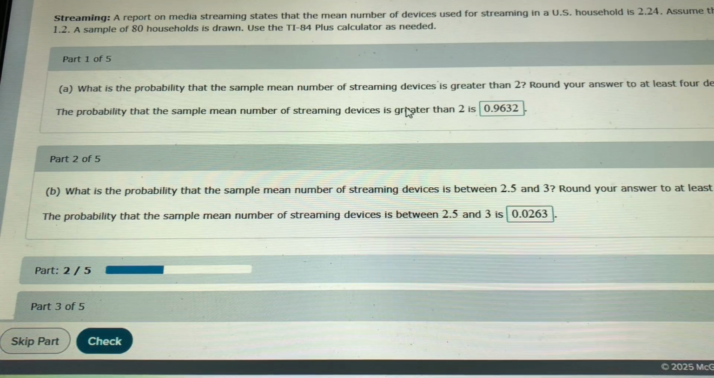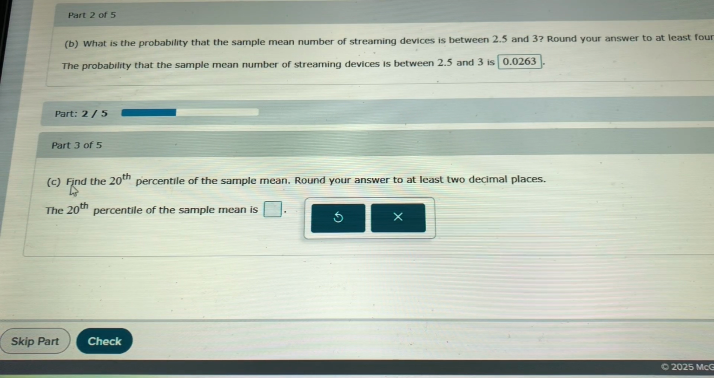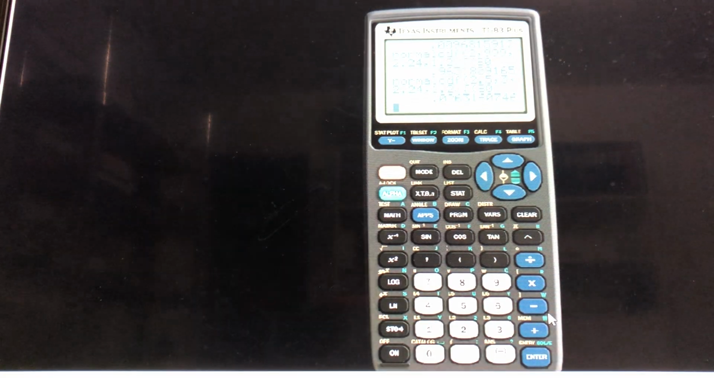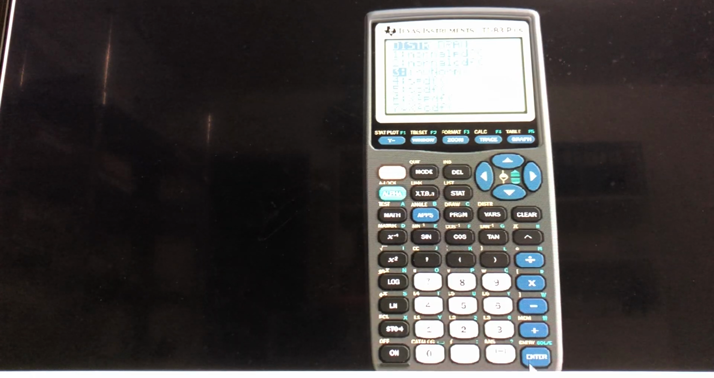Part 3 is probably going to be a less than because okay. Find the 20th percentile. So they want the score, the value now. Now this is inverse norm. Find the 20th percentile. And luckily, percentile is always less than or equal to. And that's the best case of an inverse norm. So inverse norm 0.20. But you can do this even on inverse norm. Instead of putting 0 and 1, I'm going to put the 2.24 and the 1.2 divided by the square root of 80. That works here too, even if there's a sample of 80, I have to do this here.